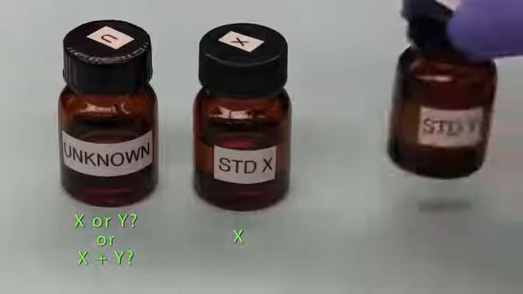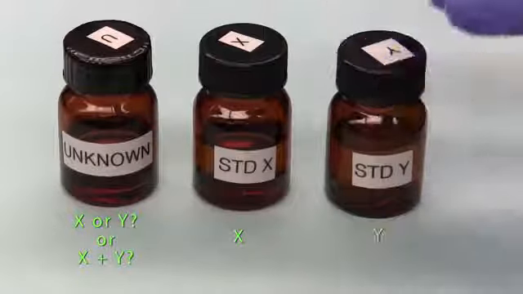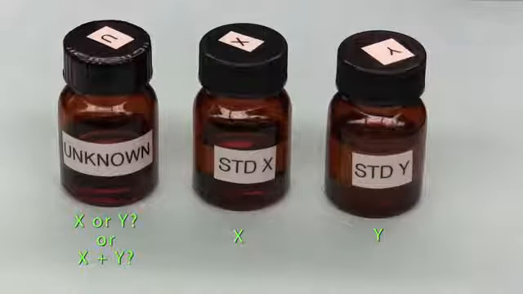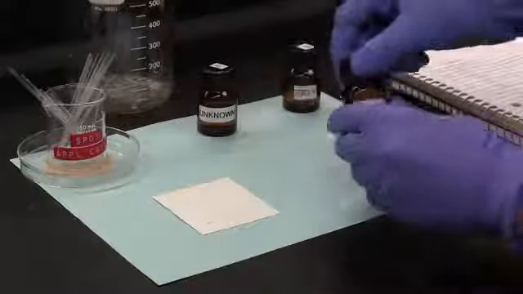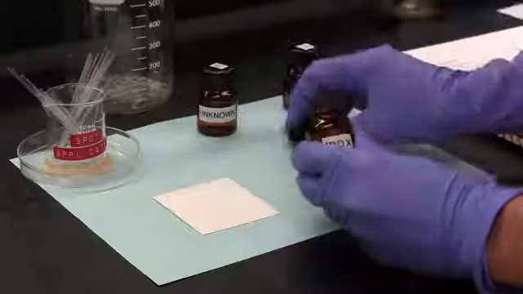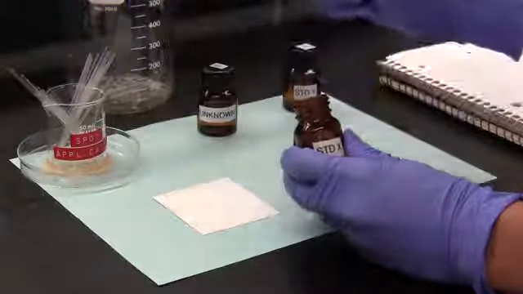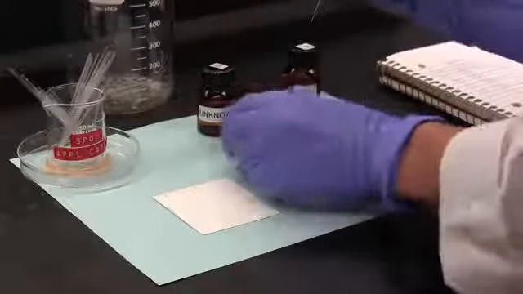In this bottle, we have an authentic sample of compound Y, a sample which we know beyond any doubt is compound Y, so we call it standard Y, and this is our second reference. The first part of the TLC analysis is to spot the plate. We use a capillary applicator to apply a spot of standard X at the origin in lane A, and again in lane C.